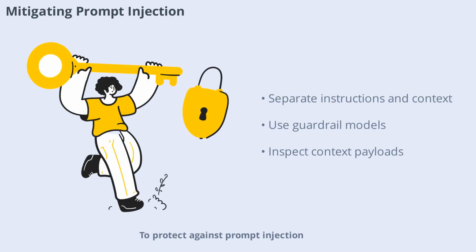Protect against prompt injection. Enforce a strict separation between instructions and context variables in your system architecture. Additionally, use modern guardrail models like Llama Guard to inspect and clean context payloads before passing them to the core generative model. These steps help prevent malicious instructions from influencing the LLM's output.